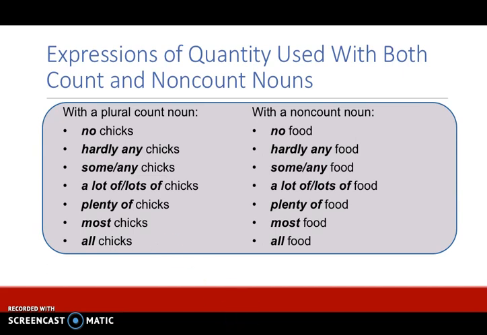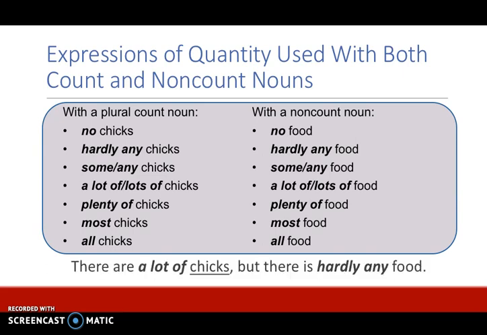So we can use these same expressions of quantity with a non-count noun. No food, hardly any food, some or any food, a lot of or lots of food, plenty of food, most food, and all food. For example, there are a lot of chicks, but there is hardly any food. So in this sentence, a lot of is being used with a plural count noun, and hardly any is being used with a non-count noun.